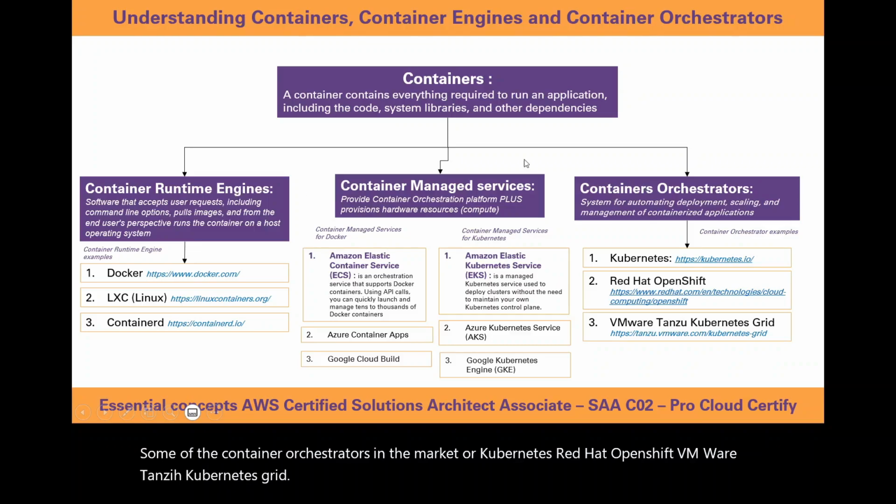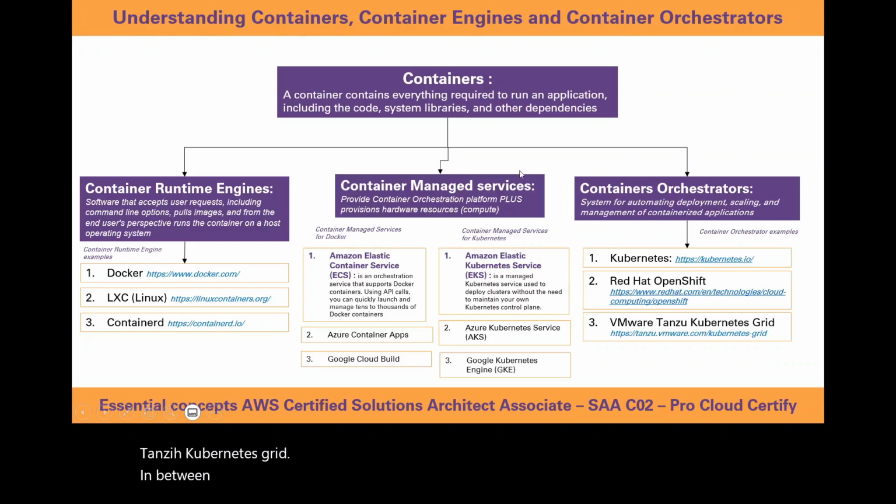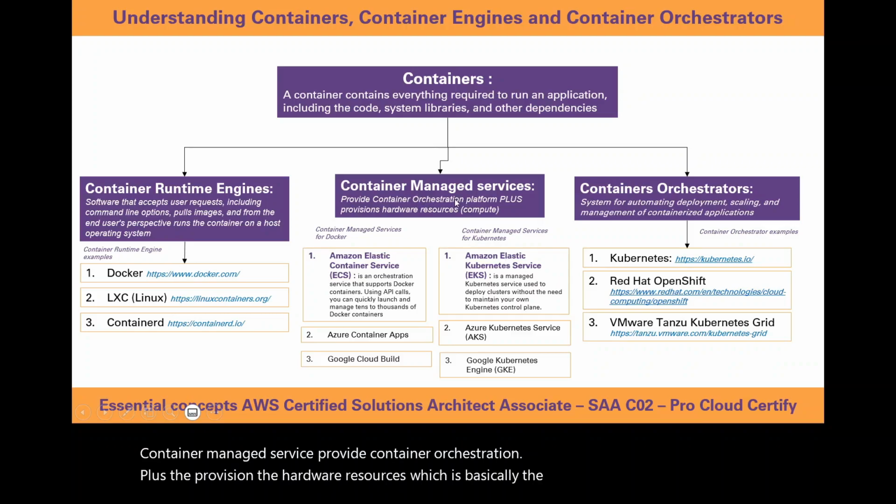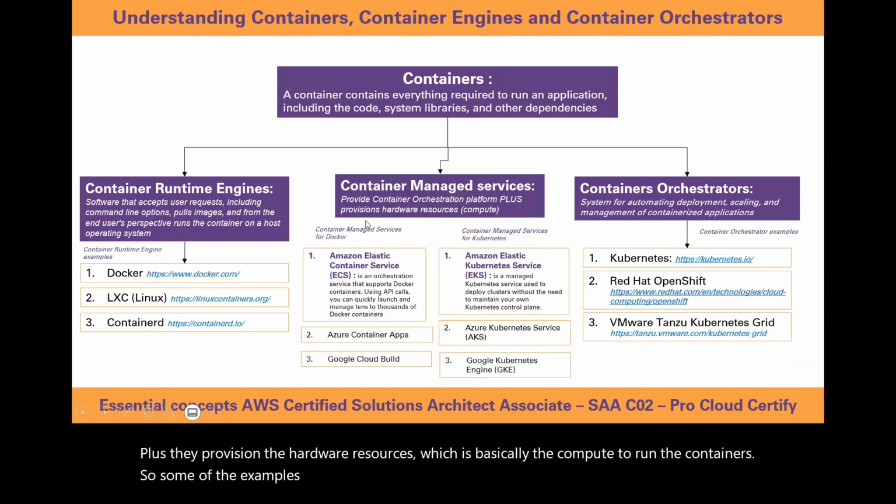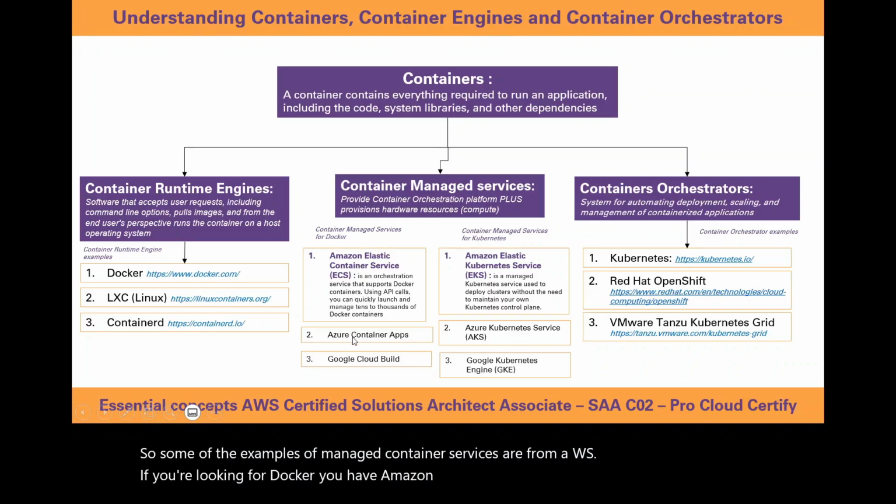Now, in between the two, between runtime engines and container orchestrators, we have container managed service. Container managed services provide container orchestration, plus they provision the hardware resources, which is basically the compute, to run the containers. Some examples of managed container services are from AWS. If you're looking for Docker, you have Amazon Elastic Container Service, you have Azure Container Apps, and Google Cloud Build, designed for managing Docker containers.